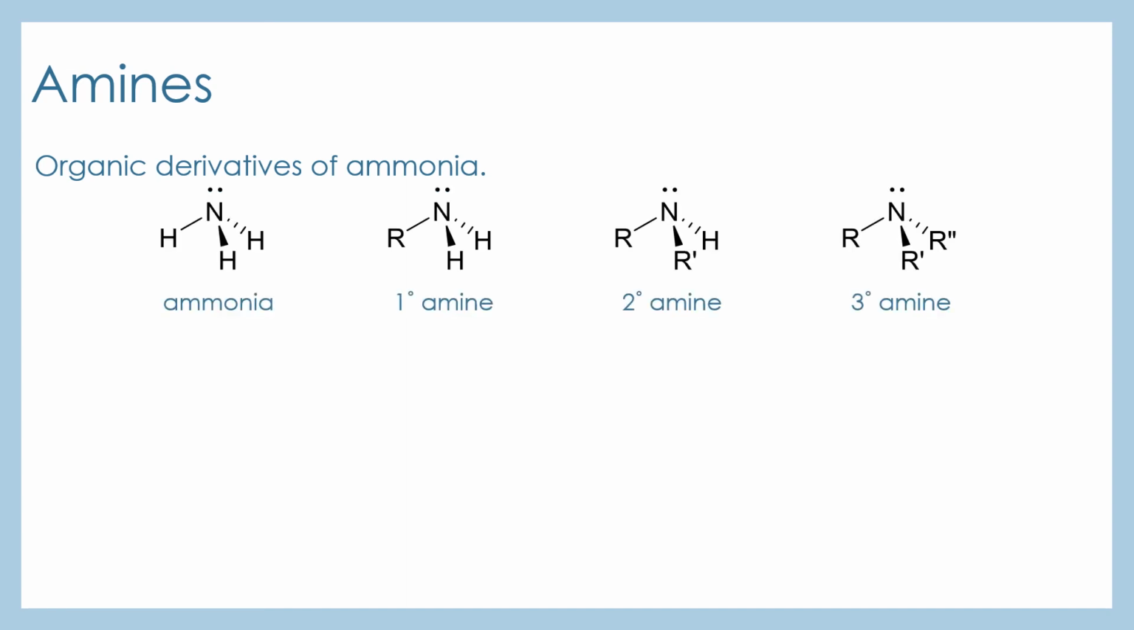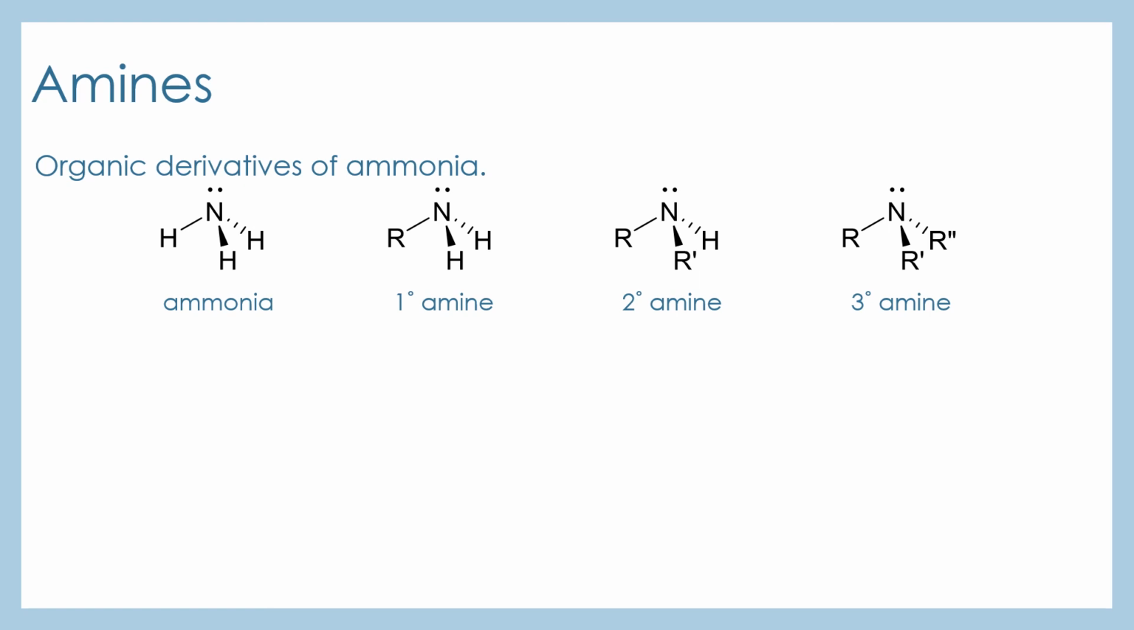We also have amines. Amines are organic derivatives of ammonia. So if alcohols are derivatives of water, amines are derivatives of ammonia. So ammonia is NH3. Here's the structure. This is trigonal pyramidal molecular geometry. The electron pair geometry, however, is tetrahedral because the lone pair takes up its own space.